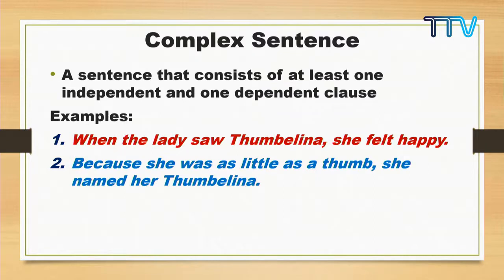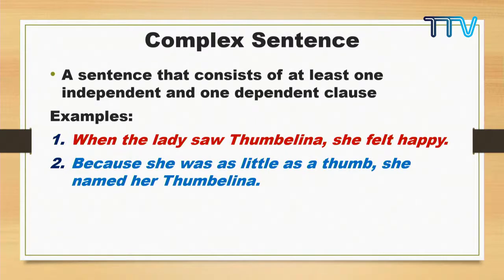Because she was as little as a thumb, she named her Thumbelina. Again, what do you find in this sentence? Two types of clause, dependent and independent. And by now, I am sure all of you know it, right? Which one is dependent and which one is independent? Yes, the first part is dependent. She named her Thumbelina makes complete sense. This is no doubt a clause, and this is an example of a simple sentence. She named her Thumbelina. So independent clause.